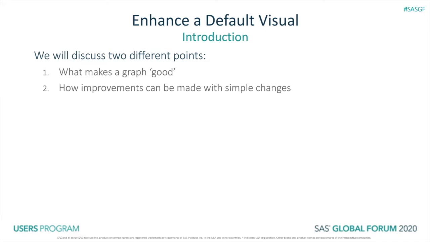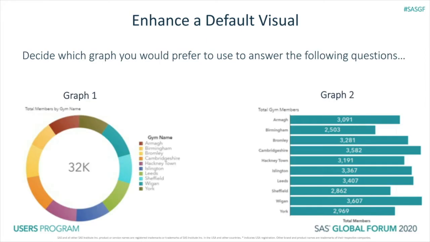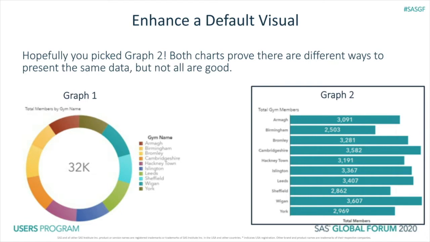So to start off with, I've got 2 graphs on the screen, graph 1 and graph 2. I'm going to go through a couple of questions and I'd like you to think about which graph you'd use to try and answer these questions. Which gym has the most members? The second question is, which gym has more members, Hackney Town or Islington? Hopefully you picked graph 2.